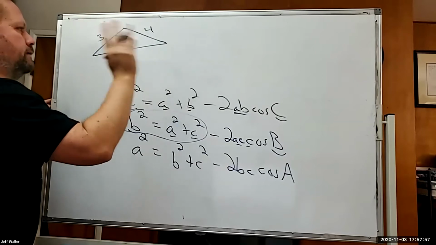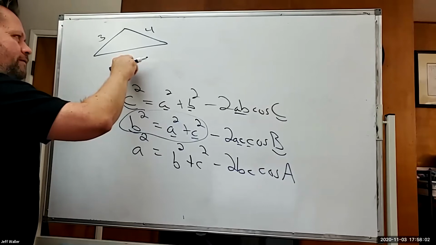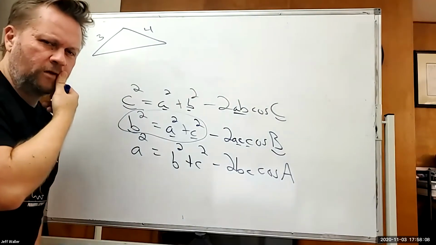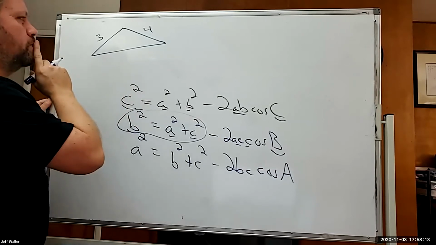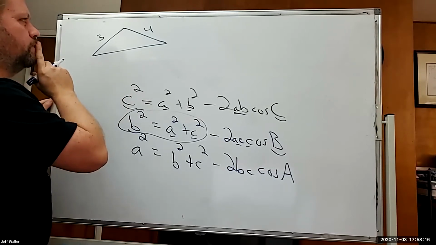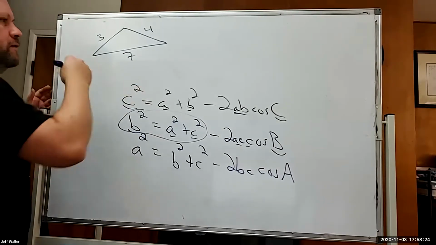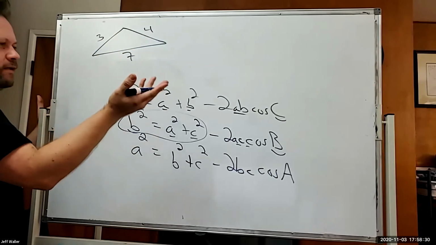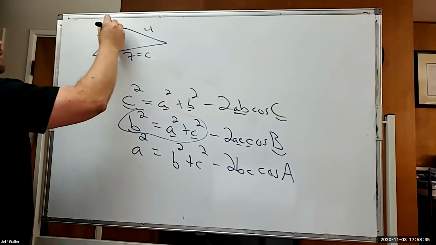Does anybody not see why this side cannot be 7? Maybe it's only true for a right angle? No. Well, let's see. Let's try to make it 7. Let's see what happens. This could be interesting. So I can call these anything I want to. Not surprisingly, I always made C the biggest side, just because.